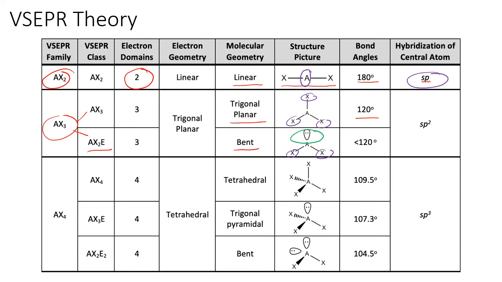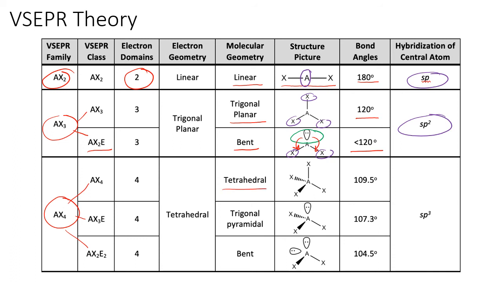The exact bond angles aren't important, but what we know is that the lone pair of electrons pushes down on the bonding pair and shrinks the bond angle a little bit. So it becomes a bit less than 120. The hybridization of our central atom A in the AX3 family is sp2 hybridized. And then the last important one is the AX4 family. And then there are 3 subclasses within that family.